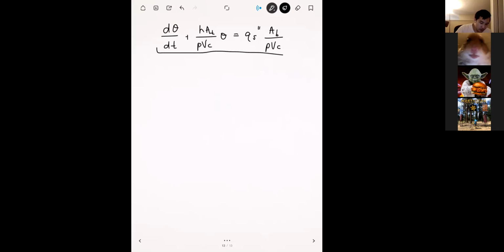All right, so if we make that substitution and then start filling in the values of the parameters, for this example I'm doing everything in terms of symbols, but in the homework problem, I do give you values for all of the parameters. And so we end up with this differential equation here: d theta dt plus h A over rho V c theta is equal to q_s double prime A_B divided by rho V c. And this is the equation that we're going to solve.